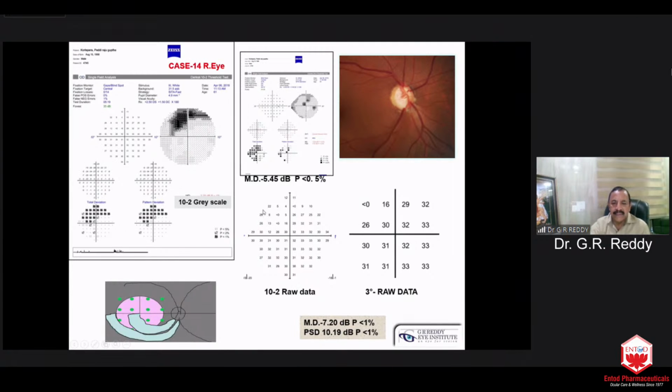The mean deviation index of -7.20. And because the peripheral fibers are good, see, it is looking like a healthy rim. This is the nerve fiber, a big nerve fiber defect going towards the macula.